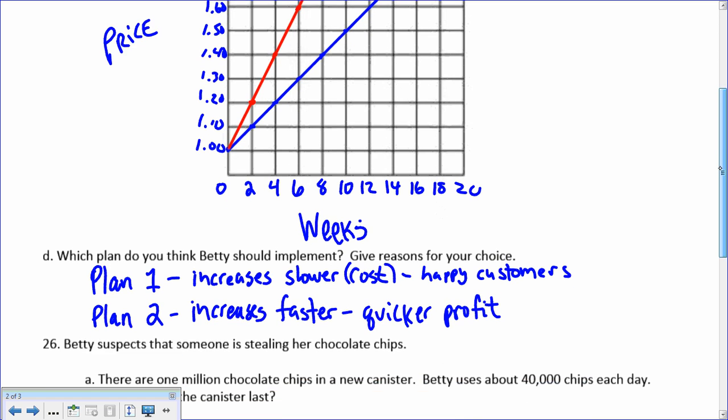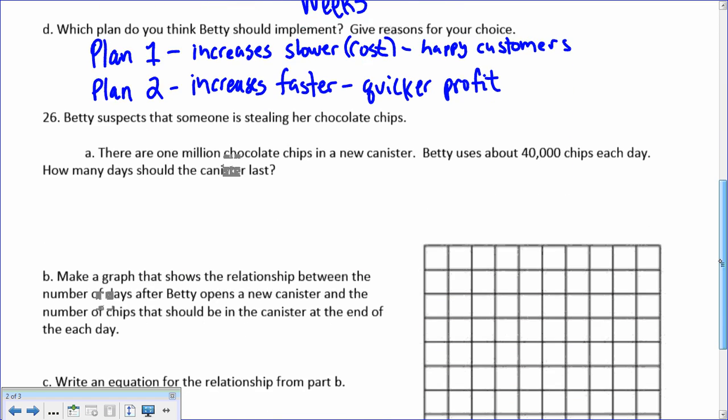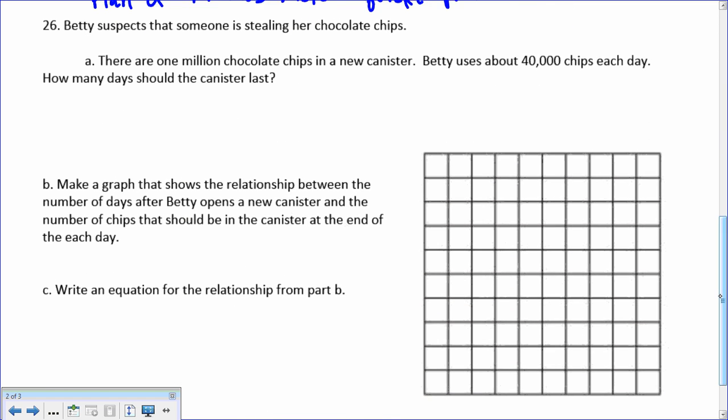All right, so we're going to take this a step further. This is what we're going to end on for this part here. Betty suspects that someone is stealing her chocolate chips. I know that's like a felony. Steal chocolate chips. So there are 1 million chocolate chips in a new canister. Betty uses about 40,000 chips each day. How many days should the canister last?